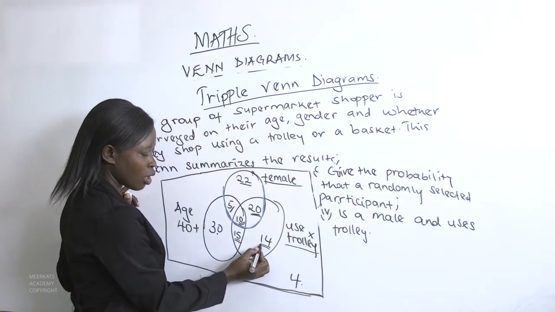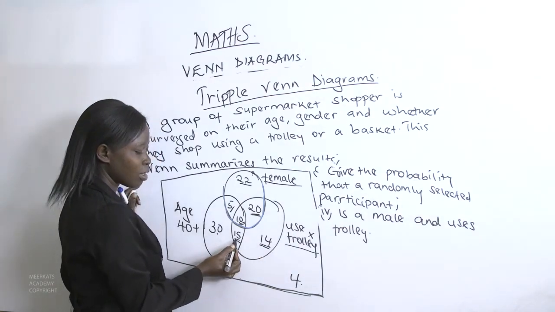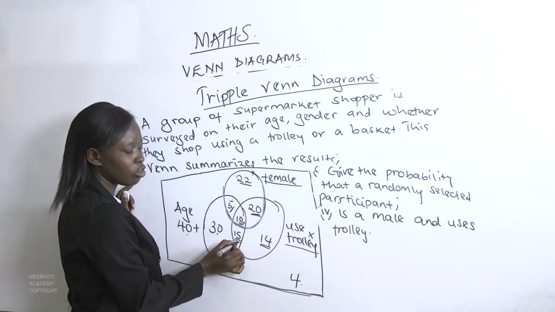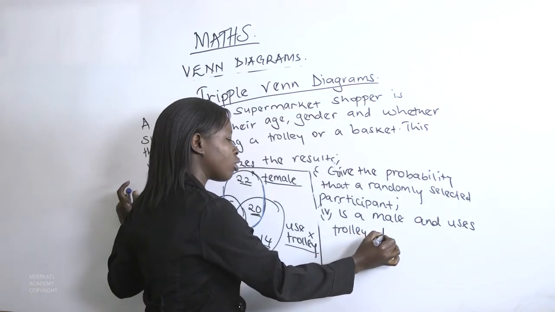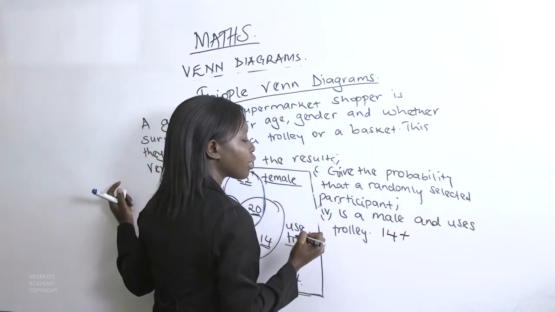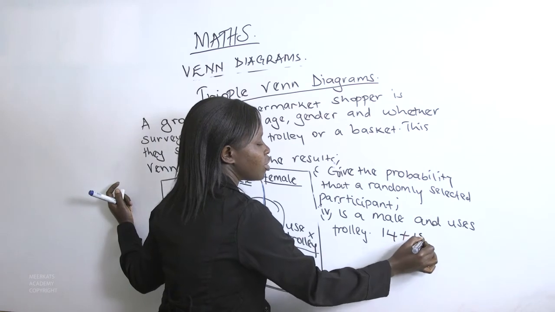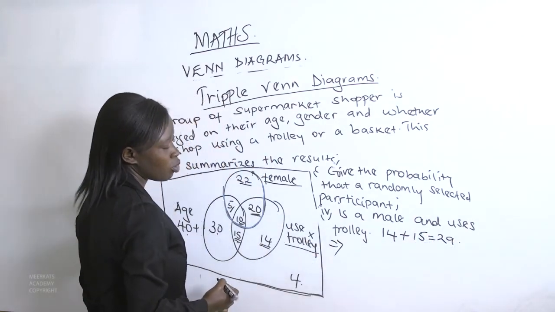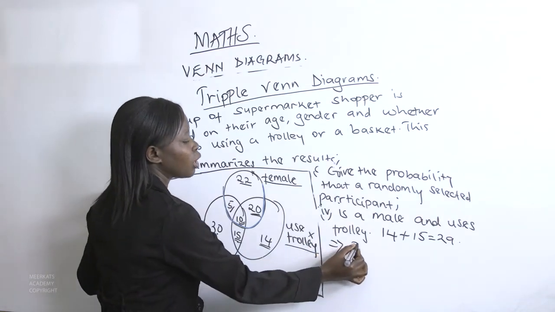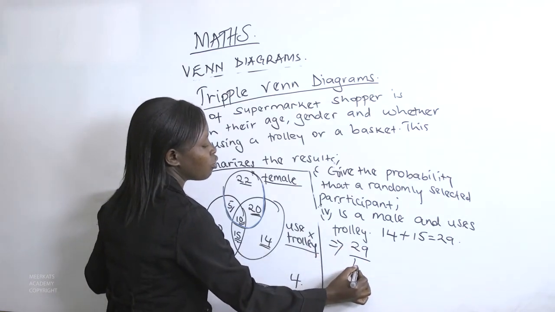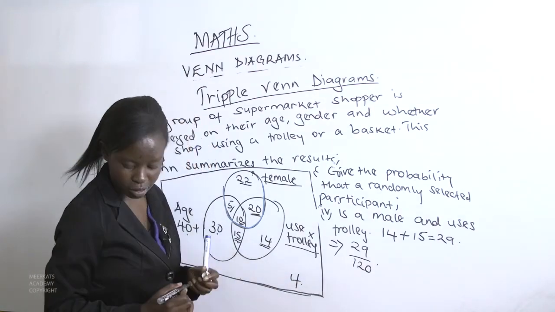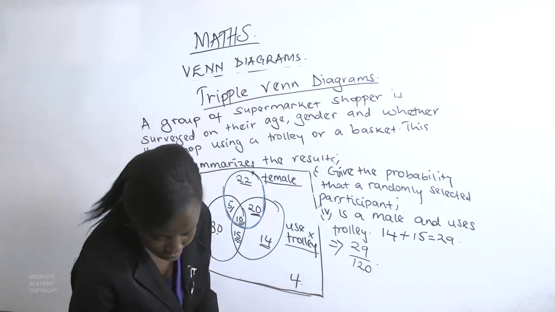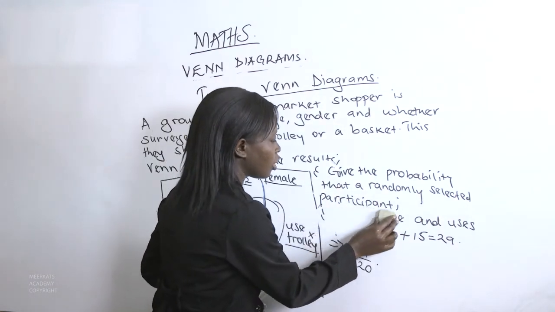We find out we have 14 who use a trolley. At the same time, we have 15 who are 40 years and above but use a trolley. So the total number of people who use a trolley is 15 plus 14, which gives us 29. So the probability of finding a person who is a male and uses a trolley will be 29 out of 120.